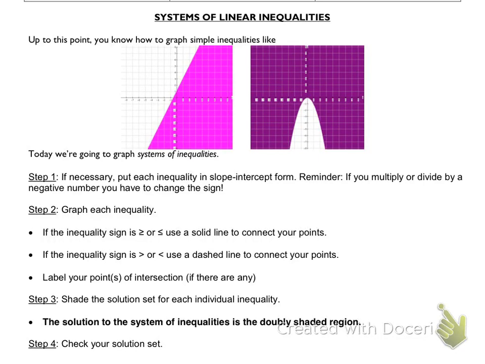Hi, welcome to Systems of Linear Inequalities. So now that you know how to solve a system of linear equations and linear quadratic equations, now you're going to do linear and quadratic inequalities. And you do it the same way that you always would, right?